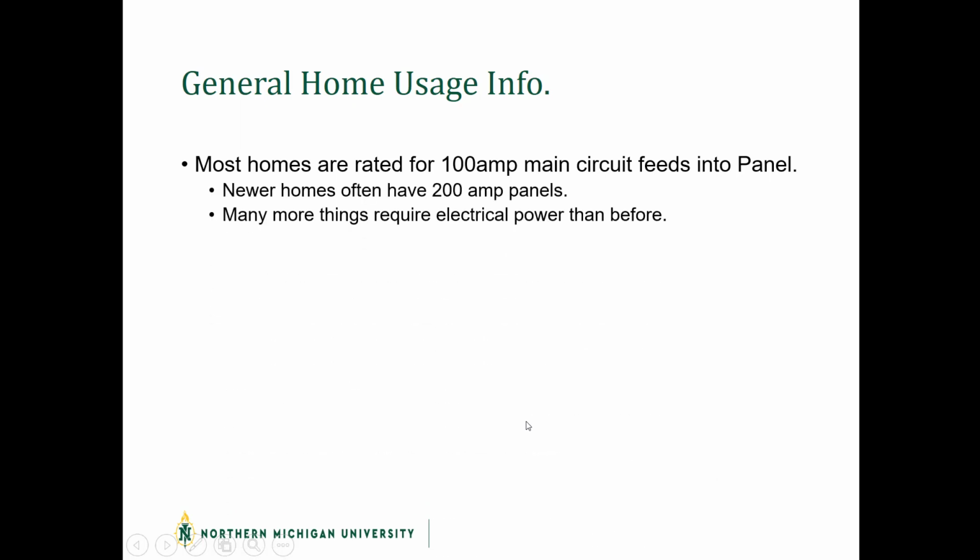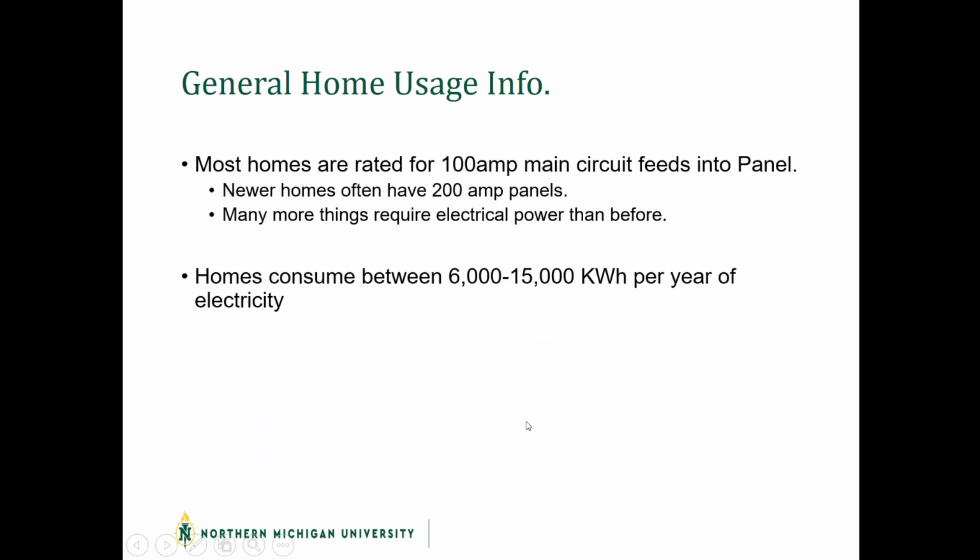So most homes are rated for a 100 amp main circuit feeding into the panel. A lot of newer homes nowadays often require 200 amp panels. A lot of older homes are getting upgrades to 200 amp panels or bringing in a secondary 100 amp panel. If you think about that alone, without adding any new facilities, it should be pretty obvious that we are utilizing a lot more power than we used to, just because you think of all the devices we have that we hook up all the time.